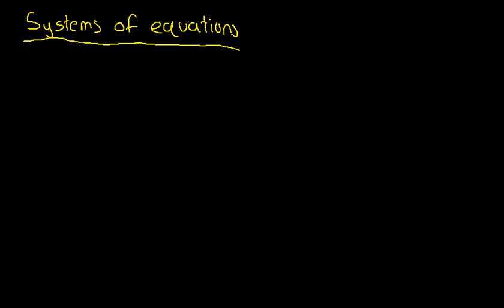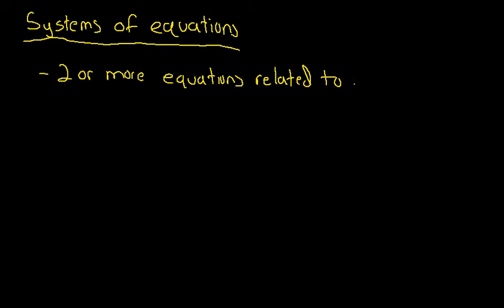This video is going to be a short review of systems of equations and the two different means by which you can solve them. A system of equations is defined as two or more equations that have some relation to each other. So I'm just going to say related to each other.